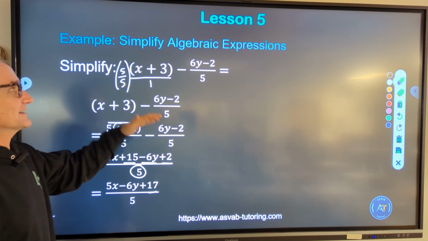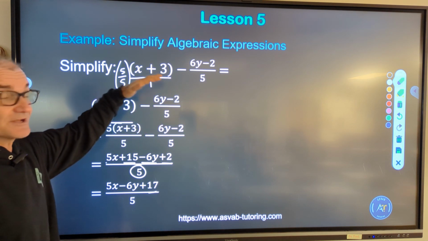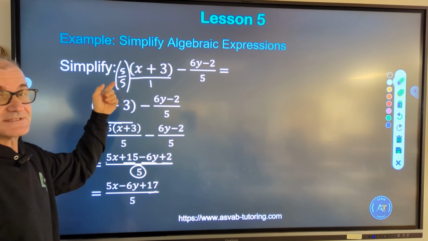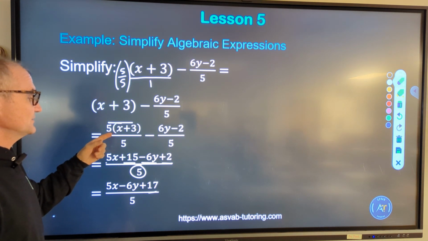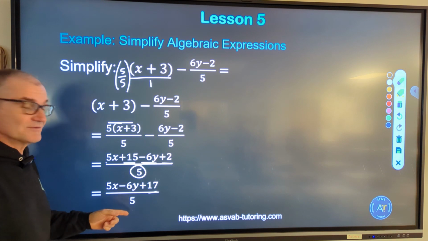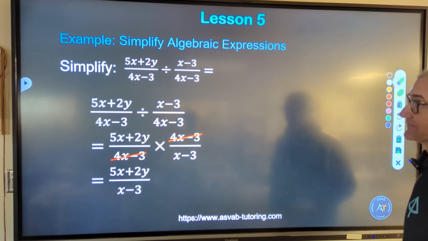We're combining algebraic expressions. They're also fractional, so I need to find a common denominator to add. So I multiply by a factor of 1. I have to distribute, combine similar terms over that common denominator.